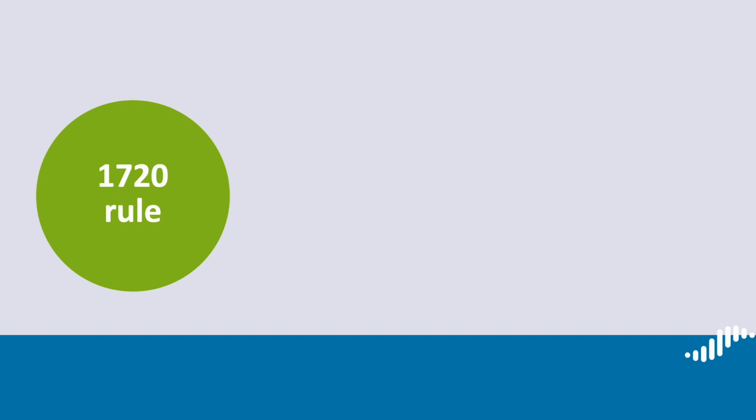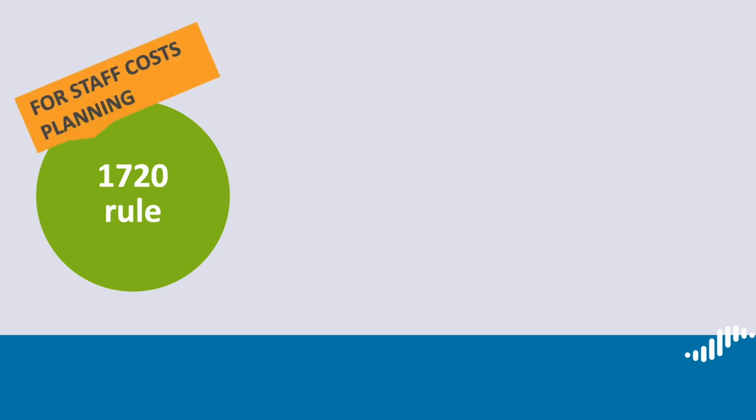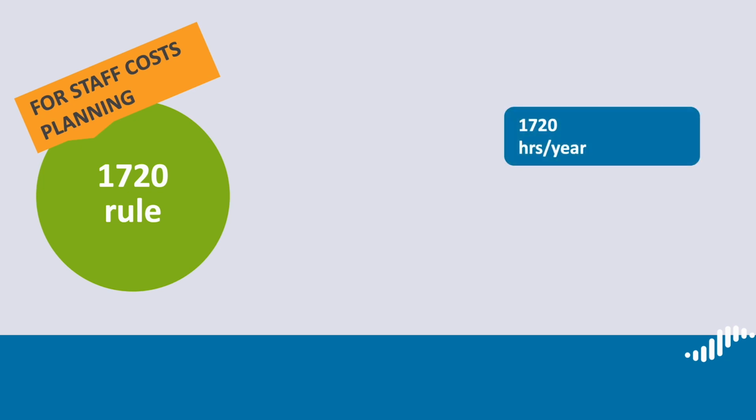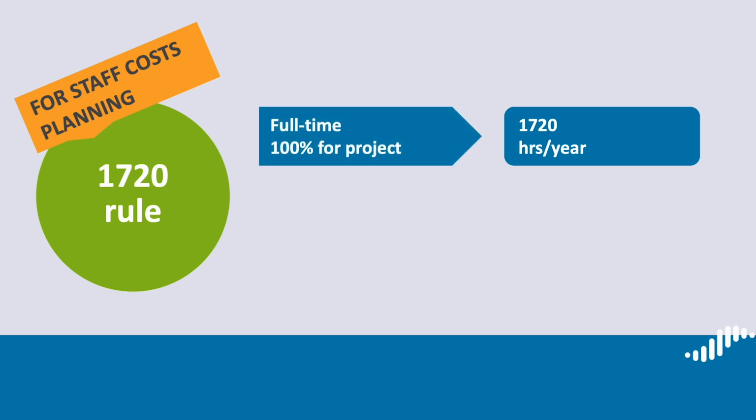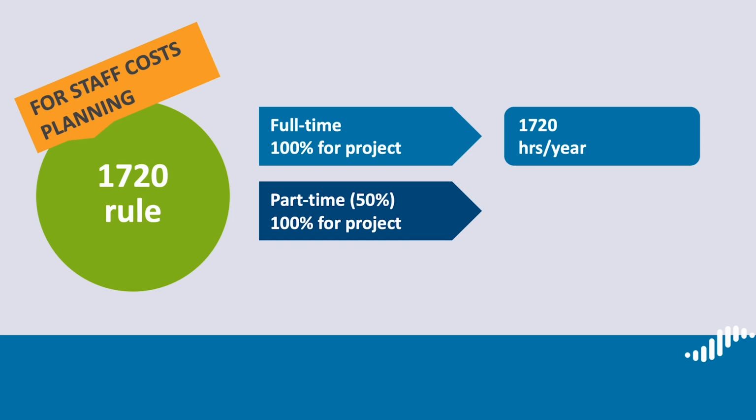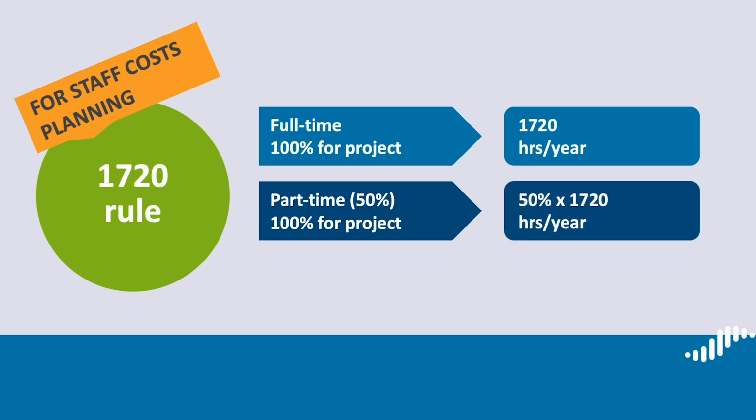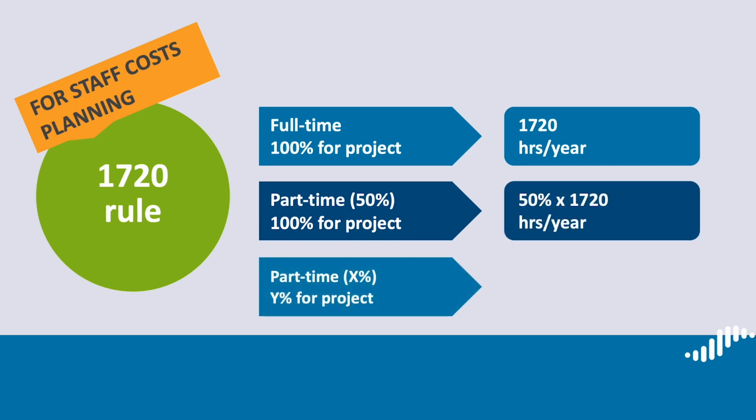Now we will explain the 1720 rule. This rule applies to all staff costs. 1,720 is the maximal number of hours for a full-time employee per one calendar year working only for the project. If you plan a part-time employee with partial involvement in the project, you should reduce the number of hours accordingly, as it is shown on the slide.